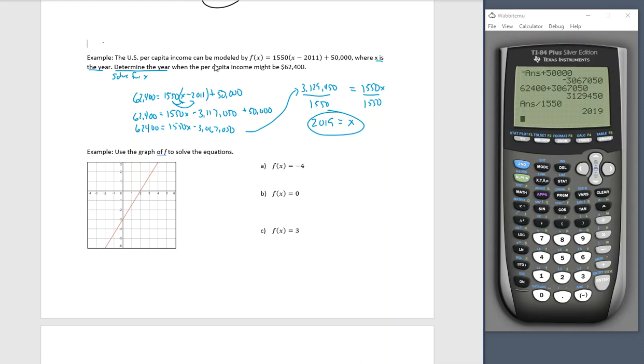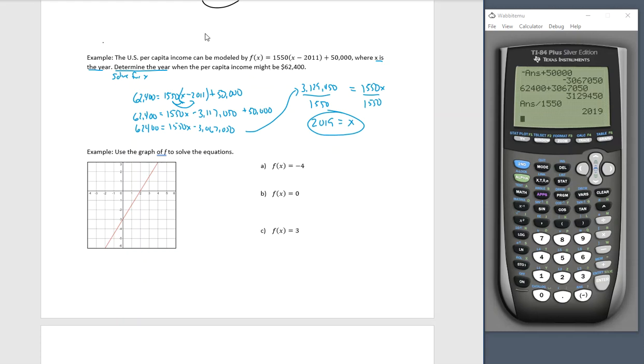The U.S. per capita income can be modeled by this function where x is the year. Determine the year when the per capita income might be 62,400. I'm recording this in 2020. So last year, in 2019, the per capita income might have been 62,400. Feel free to look that up. Leave the answer in the comments if you looked it up.